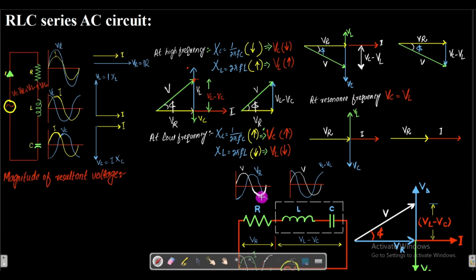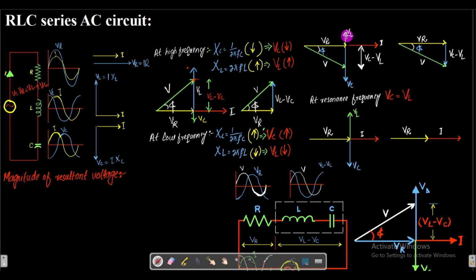Therefore in this diagram we have VL with the lesser magnitude and VC with the greater magnitude, just the opposite of this. So we have the voltage VR, this VL but with the lesser amplitude, and this VC, but now the magnitude has increased.